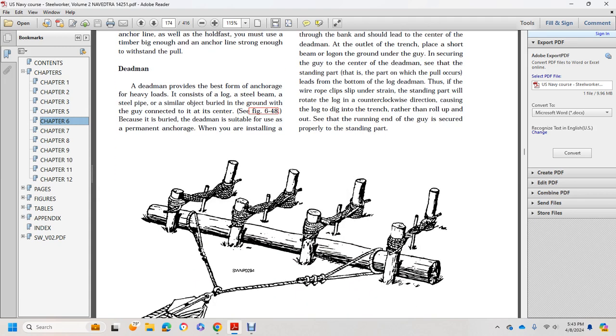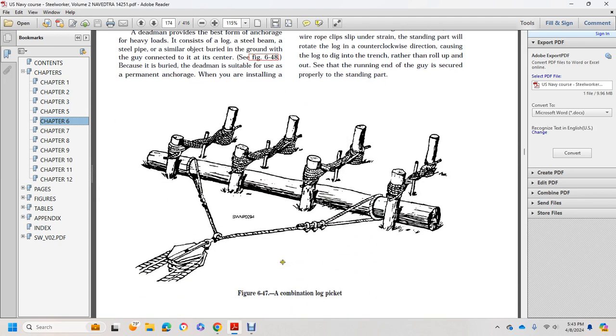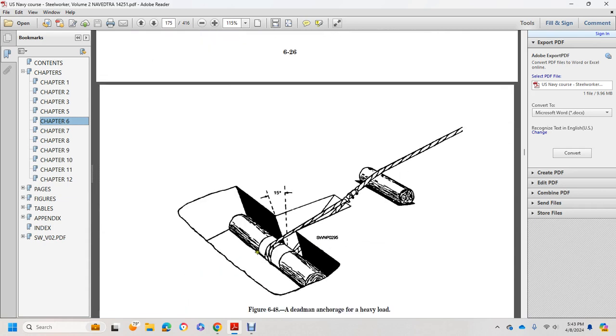So here we show a combination log picket. Figure 648 shows a deadman anchor for a heavy load.